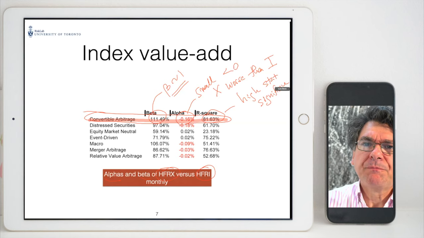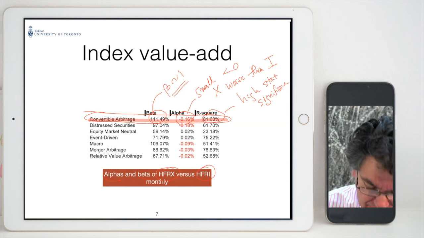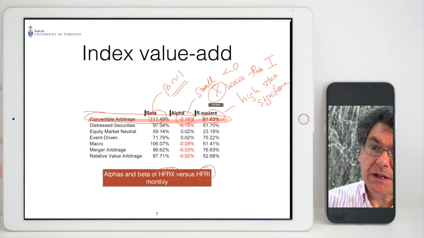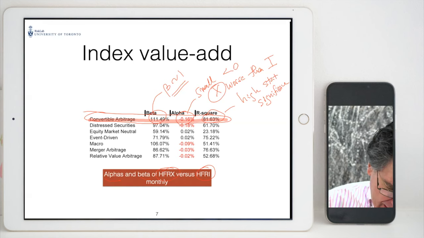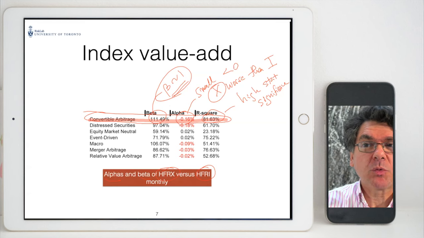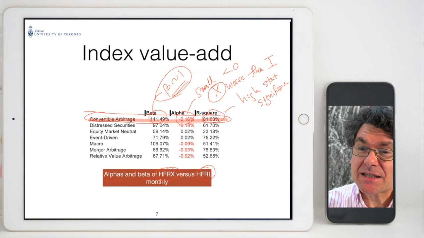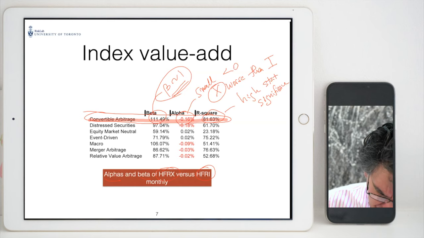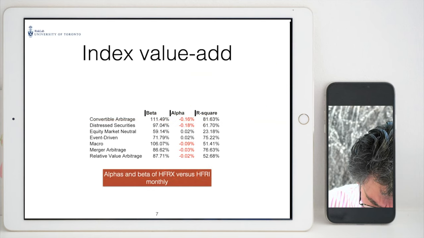Is this clear? That's what this linear regression means. High statistical significance. X does worse than I. And the beta is one. So they are very similar, but worse. X is similar to I, but worse. That's what this means. Let me go to another one. Let me go to this one here.